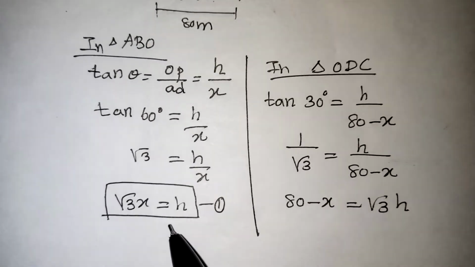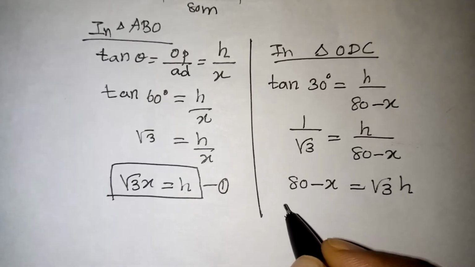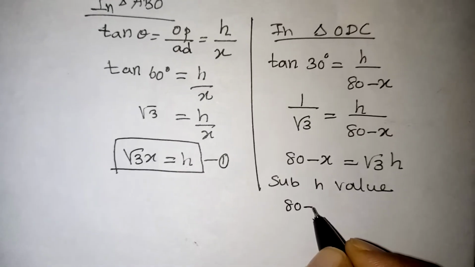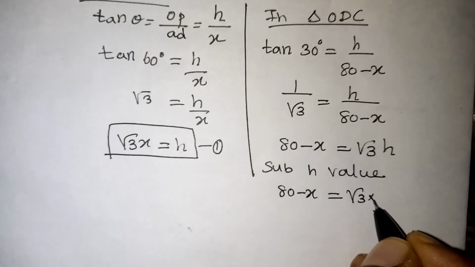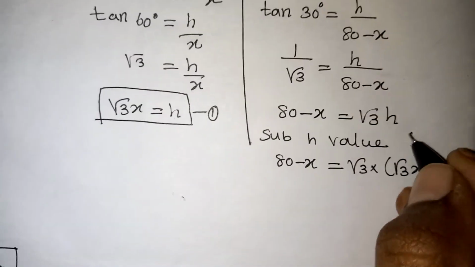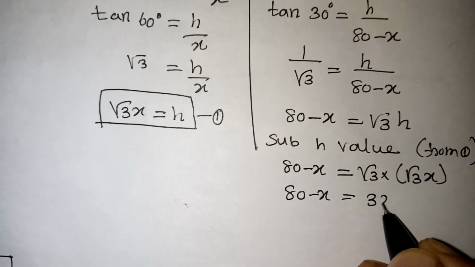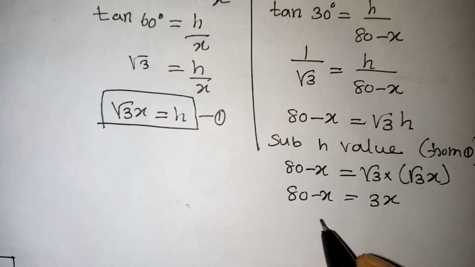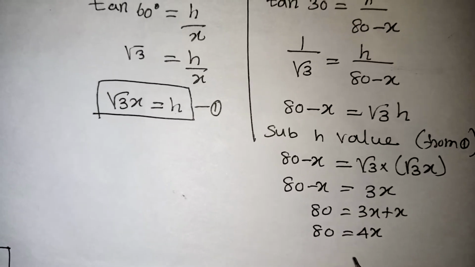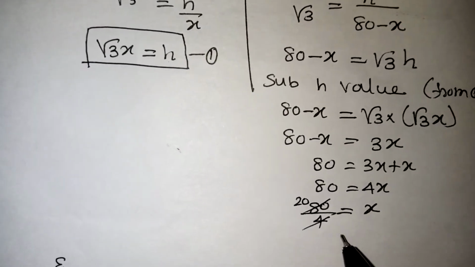Now here we need to find the h value and x value, and we can substitute any one of them here. In the place of h we can substitute root 3 x. So this 80 minus x will come as it is, which is equal to root 3 into root 3 x, since h is equal to root 3 x from equation 1. Now 80 minus x is equal to root 3 into root 3 is 3, so 3x. Now this minus x, if we take it to the other side, becomes plus x. So 80 is equal to 3x plus x, that is 80 is equal to 4x. The multiplication 4 goes to the other side and becomes division. So 80 by 4, 4 twos are 8, so 20. So x is equal to 20.